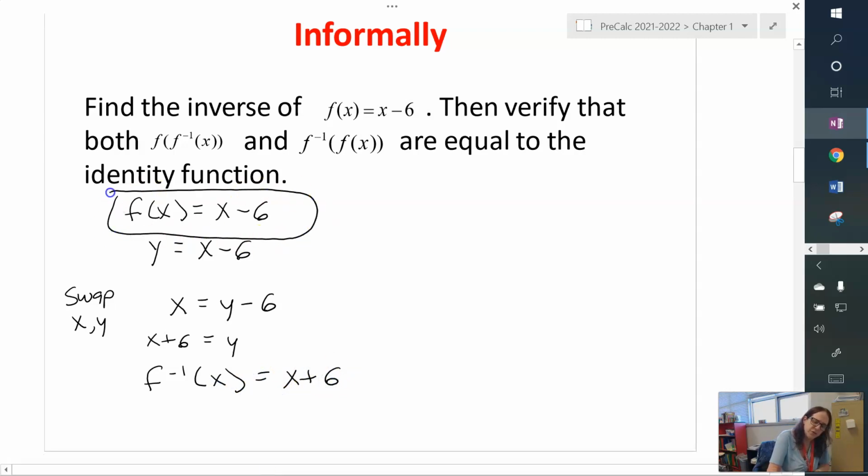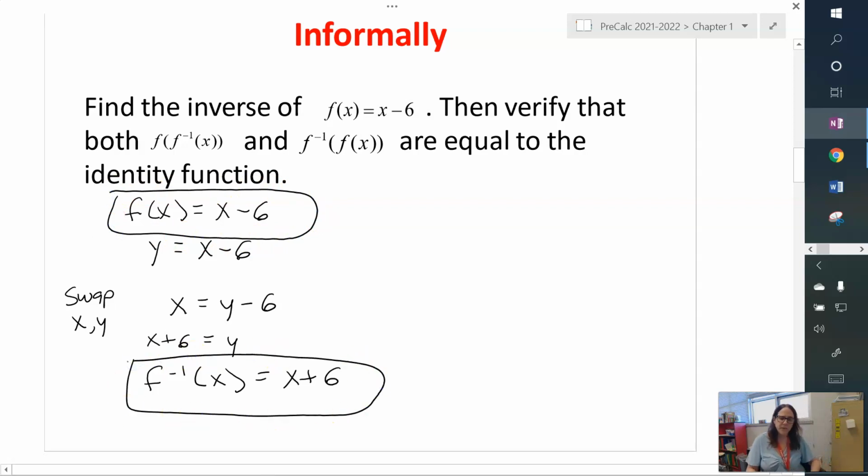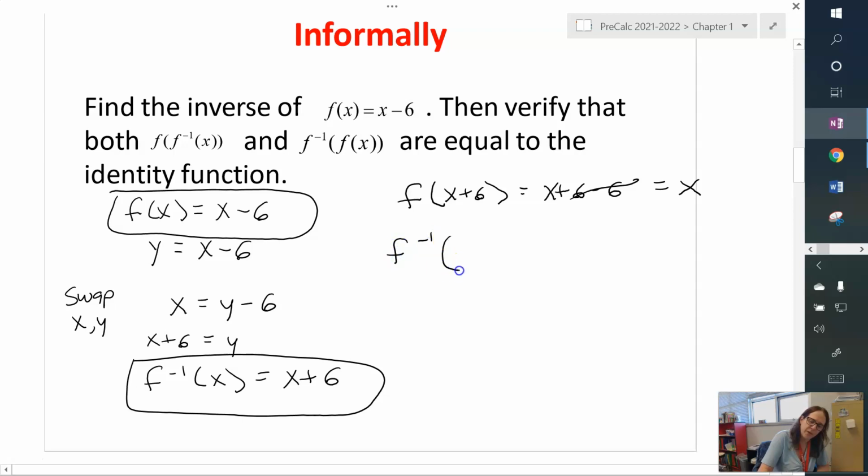So here's my original function, here's my inverse. And now I'm going to plug them into each other to see if I get the identity function coming out. So we're going to do f of the inverse. In my original function, everywhere there was an x, I put an x plus 6. So I have x plus 6 minus 6. The 6 minus 6 drop out, I get an x. Now plug the original function into your inverse. We're going to plug x minus 6 into our inverse. So x minus 6, that's the inverse, and then there's a plus 6 on the end. Those drop out and I get x. Those are inverses.